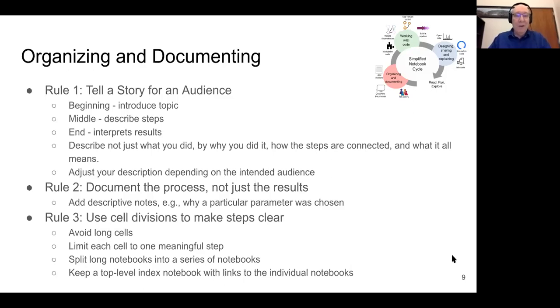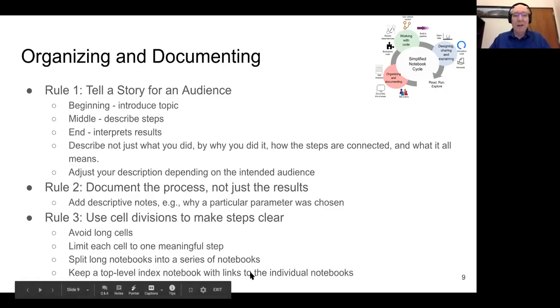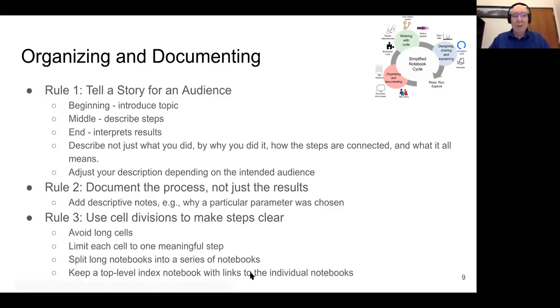If you have long notebooks, and I've seen notebooks that are 40 pages long, and if I see those, I'm really turned off right from the beginning. So it makes sense to split long notebooks into a series of notebooks. And then you keep a top-level notebook that is basically a table of contents that will link to the individual notebooks, and I'll show you an example of that later on. So there's a little bit about how to organize and document a notebook. I think this is pretty straightforward. Unfortunately, most people don't do that. So hopefully you will be better and do this, especially if you publish your notebooks.